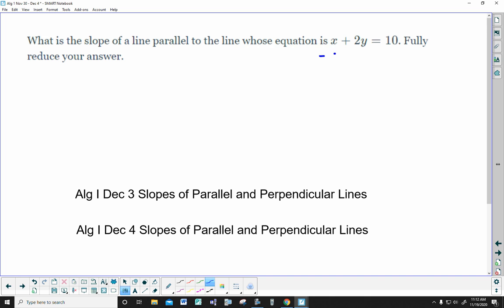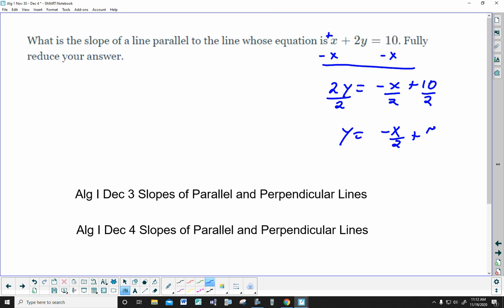First thing you do is move the x to the other side. It's a positive x that's hanging out here, so I'm going to subtract it off. So I have 2y is equal to negative x plus 10. Then you always divide the coefficient on the y out. So y is equal to negative x over 2 plus 5.